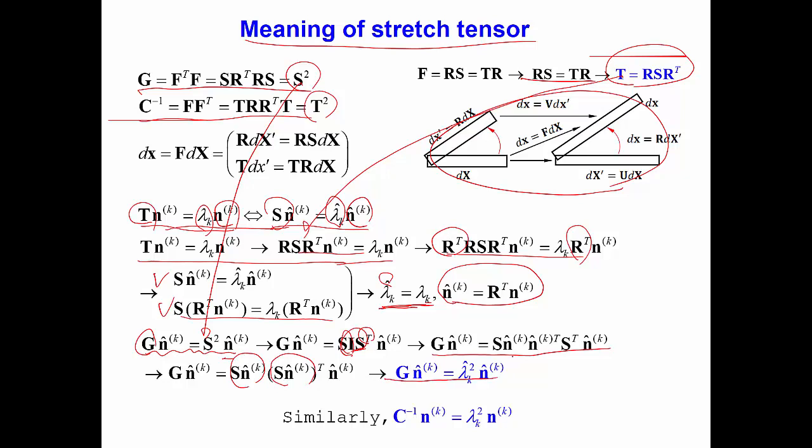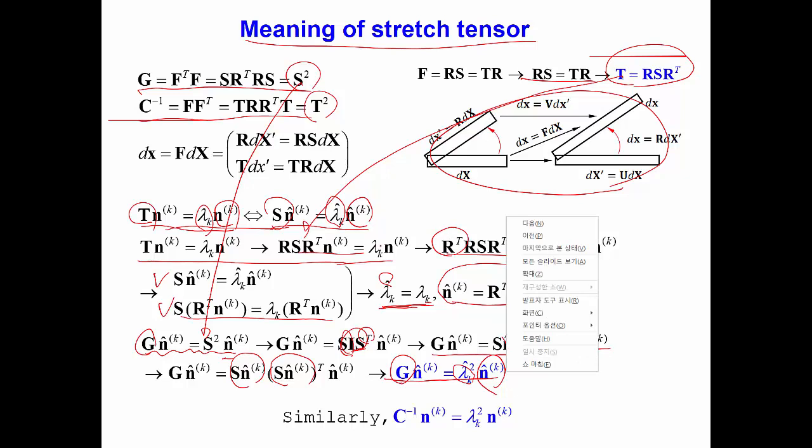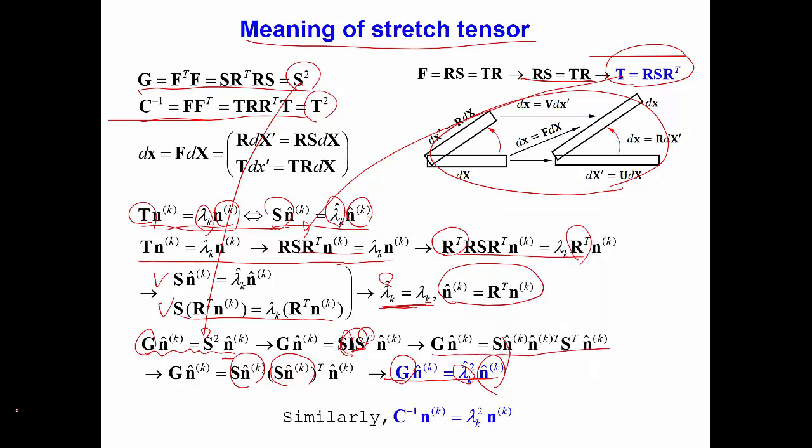After all, we derived this eigenvalue problem for the tensor G, which means that its eigenvector is the same as that of the right stretch tensor S, and its eigenvalues should be scaled eigenvalues of the stretch tensor S.